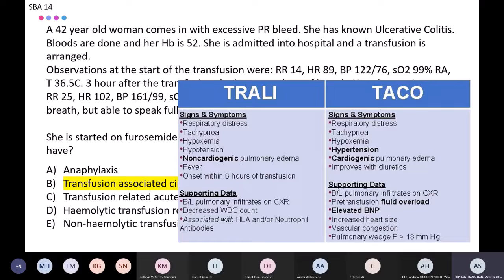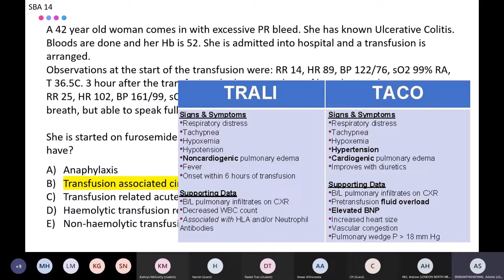With D, you'd want to check the blood products and make sure it's the right blood type that's being transfused. With E, you'd want to monitor them. So in some cases, you might just slow down the transfusion itself and give them a bit of paracetamol and just keep monitoring them to see if you actually need to stop the transfusion.